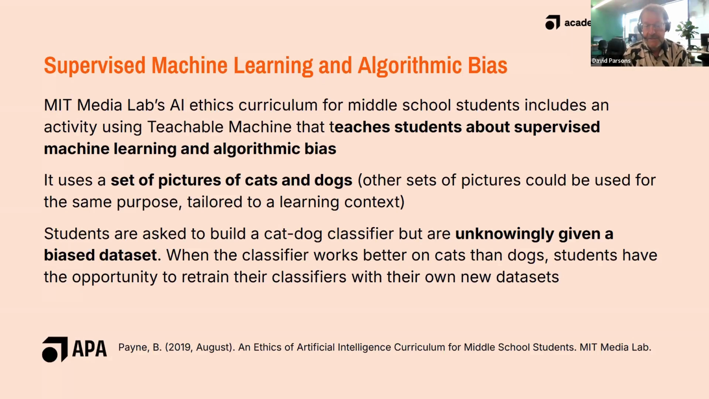So in this activity, students are asked to build a cat-dog classifier using Teachable Machine, but they're unknowingly given a biased data set deliberately. And the idea is that students can explore why that's a biased data set, and then they can improve the data set and they can see the consequences of that. So it's a really interesting example to do that's very easy. It can be quite fun for younger students, but it's got a really serious understanding at the bottom of it.